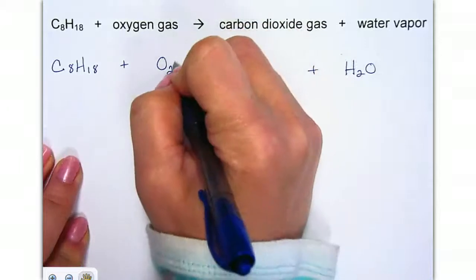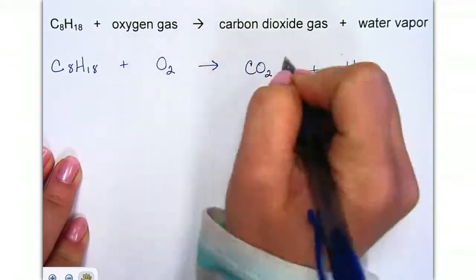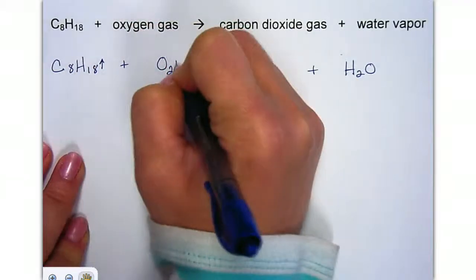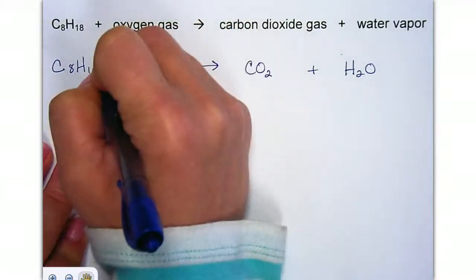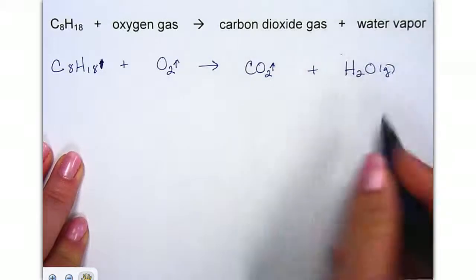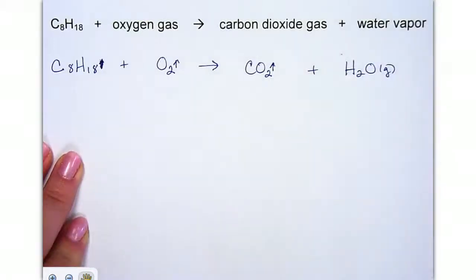So if you want to be technical, we could put a little G or an up arrow next to each of these, and I guess I'll go ahead and do that now. They didn't specify this was a gas, so I won't do that. That's a gas, and I'll put G for this one. All 3 of those symbols represent the same thing.